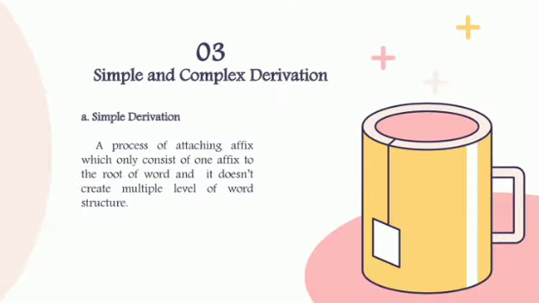Okay, we move to the third topic, simple and complex derivation. Simple derivation. Literally, simple derivation is a process of attaching an affix which only consists of one affix to the root of a word, and it doesn't create multiple levels of word structure. Like the name, simple, it's pretty simple because it only consists of one affix, no more, just one affix.